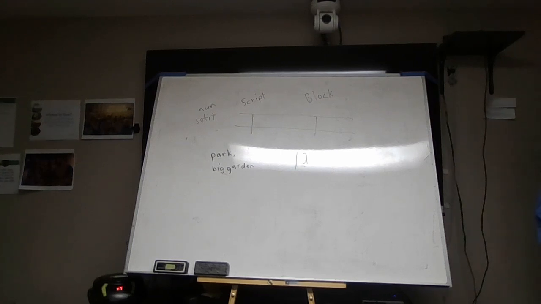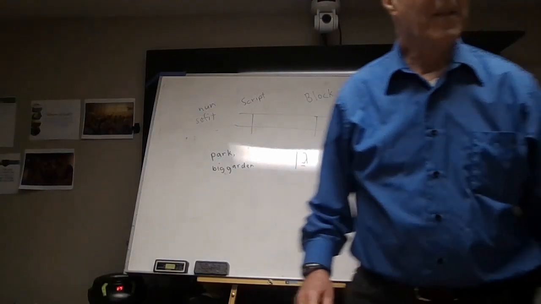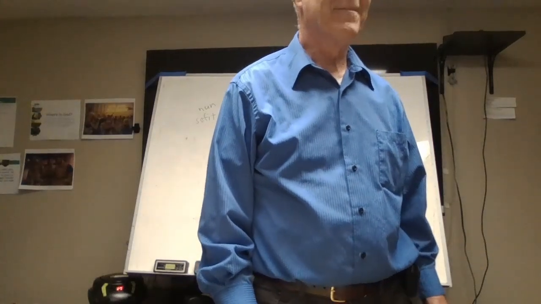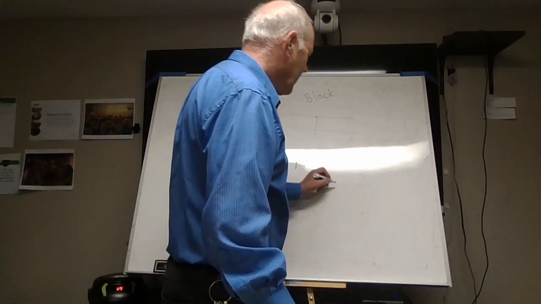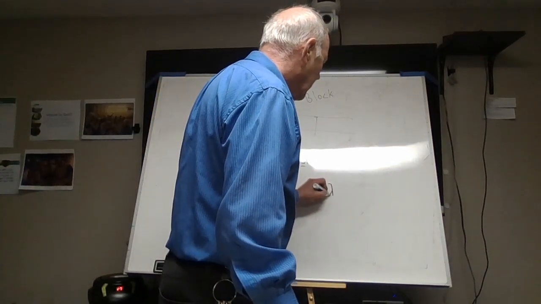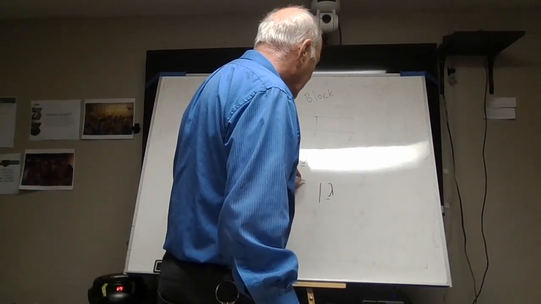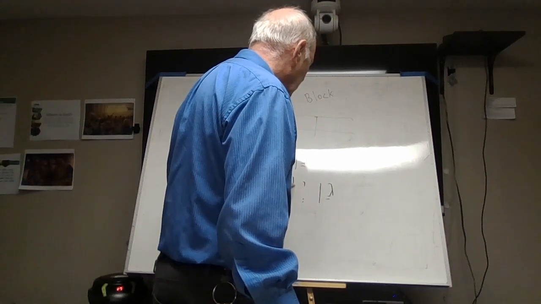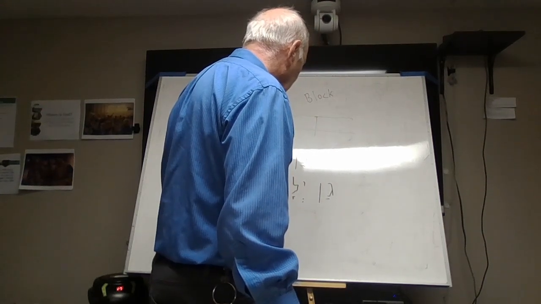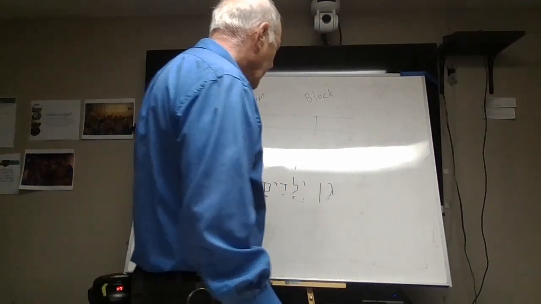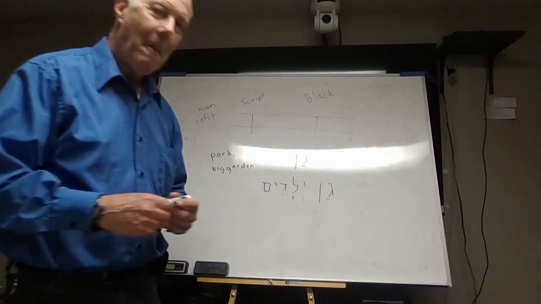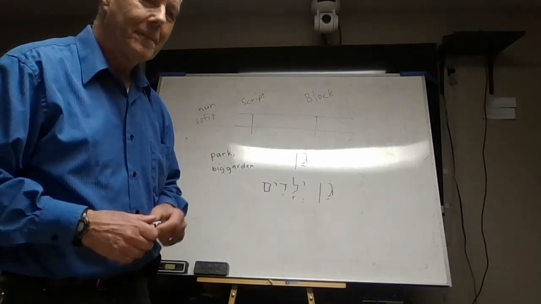So kindergarten, Gan Yeladim. It's two words. Yeladim means children. So it would look like this: Gan Yeladim. That means kindergarten. Boys, put today's date on there, please. It's 10/26.